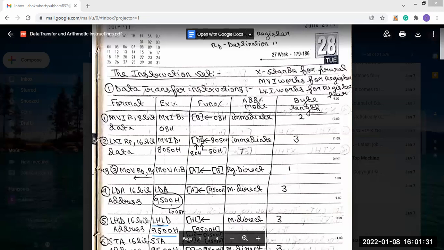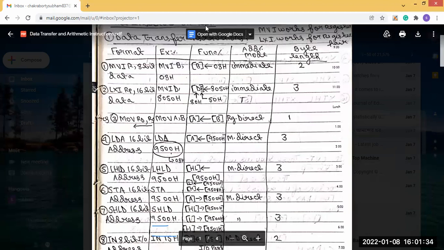In this HL register pair, the content present at 9500H will be loaded. So L will contain the content of 9500H, and H will contain the content of the next location, 9501H. And here also a memory location is associated, so that means it will be memory direct. And since a 16-bit address is present, its byte length is 3.